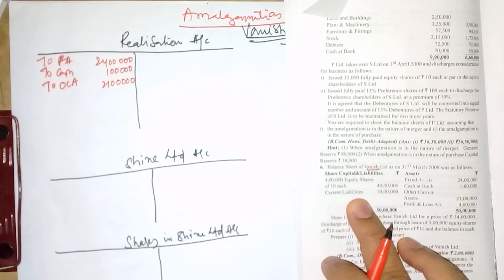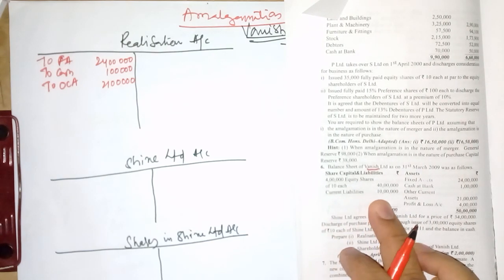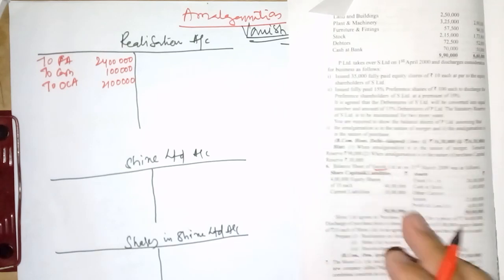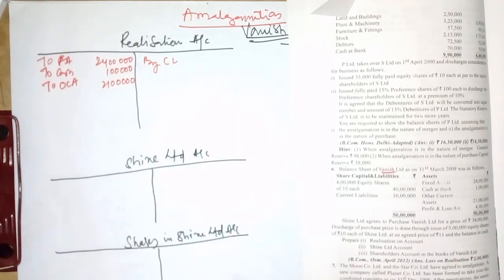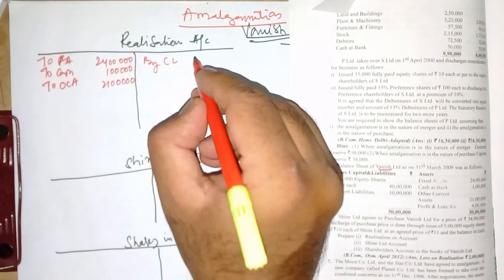Then the next entry is transfer of external liabilities. Which liabilities? External liabilities to realization. So for external liabilities, we have current liabilities. So what is the entry? Liabilities to realization. So in realization we write by current liabilities. How much? 10 lakhs.